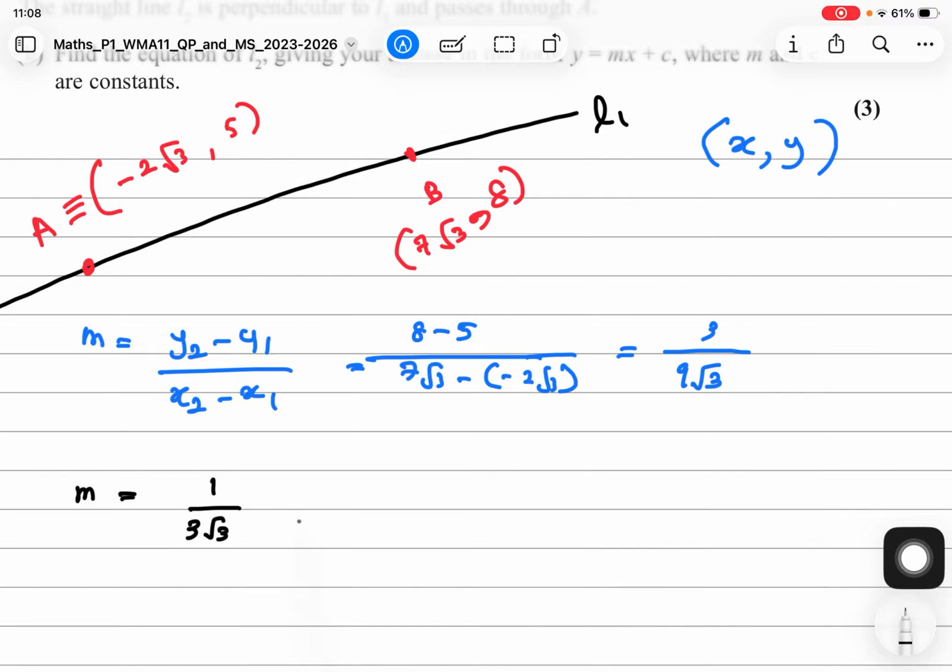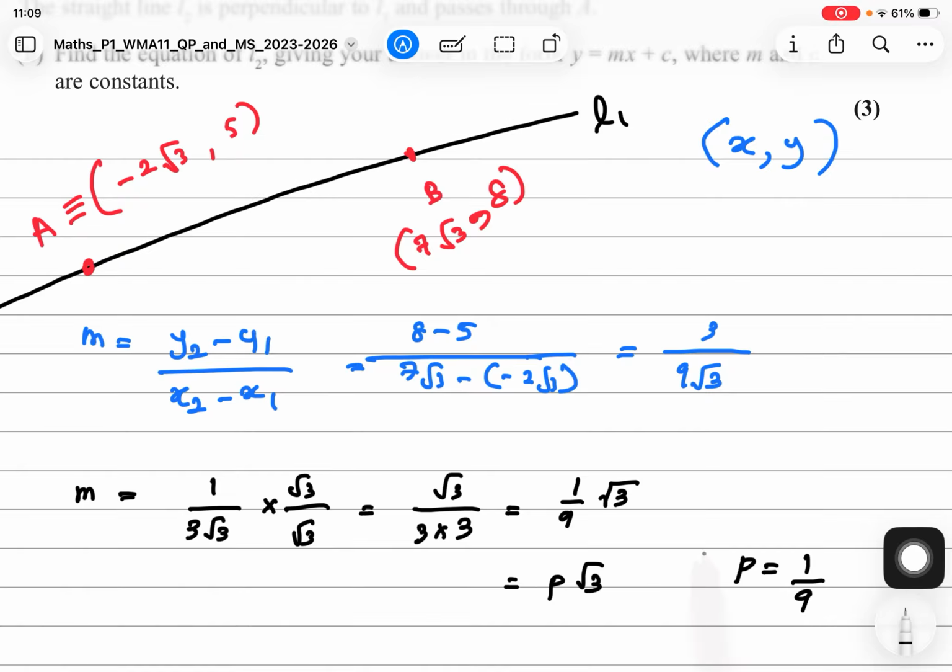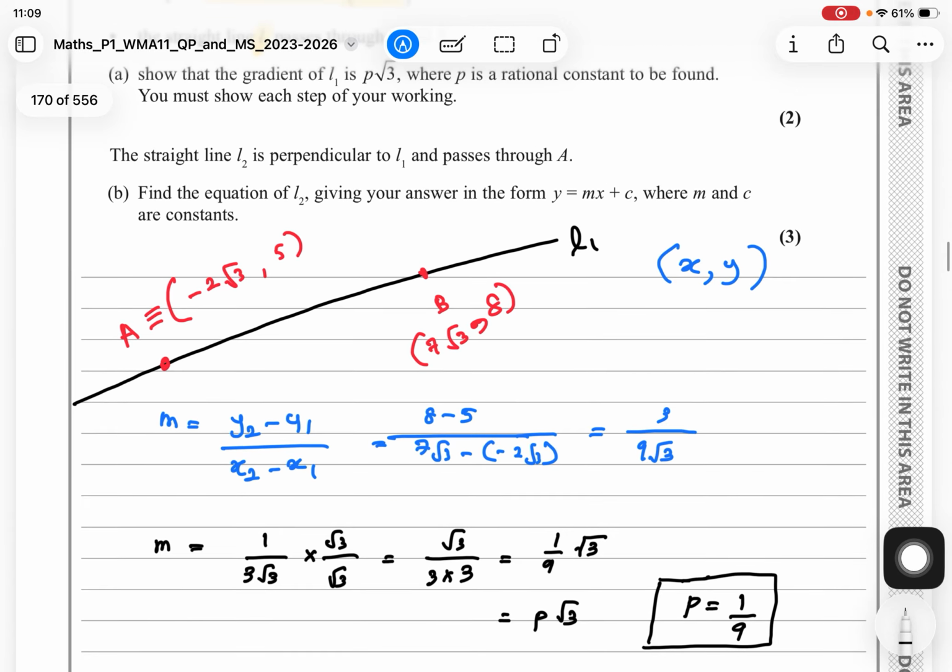We can make this in the required format by multiplying the whole fraction by root 3. When you multiply by root 3, you get root 3 on top, and in the bottom 3 times root 3 times root 3 is again 3. So that will be 1 over 9 times root 3. So according to p times root 3, your p is going to be 1 over 9. So we can write the equation like this.